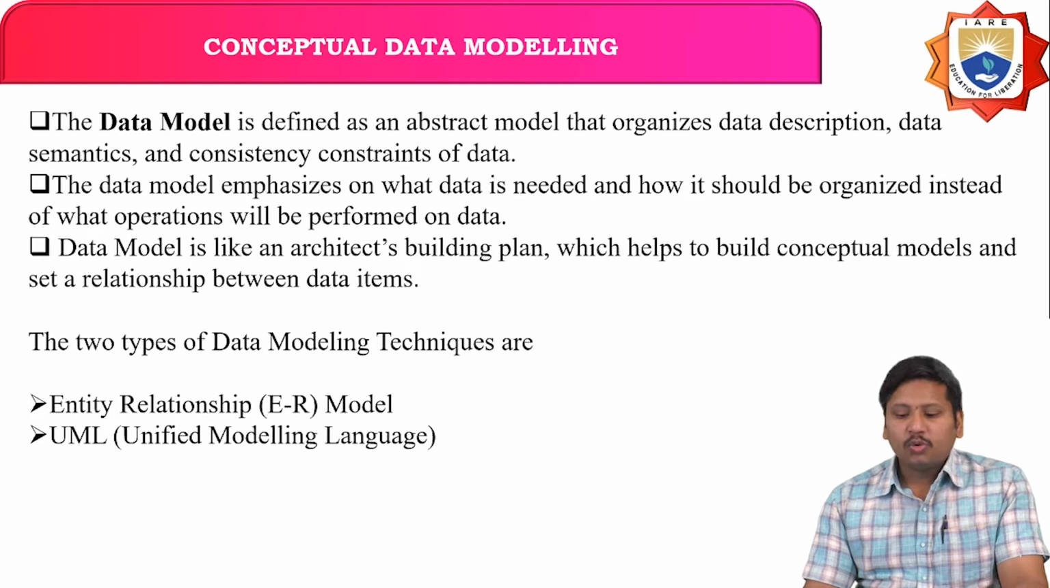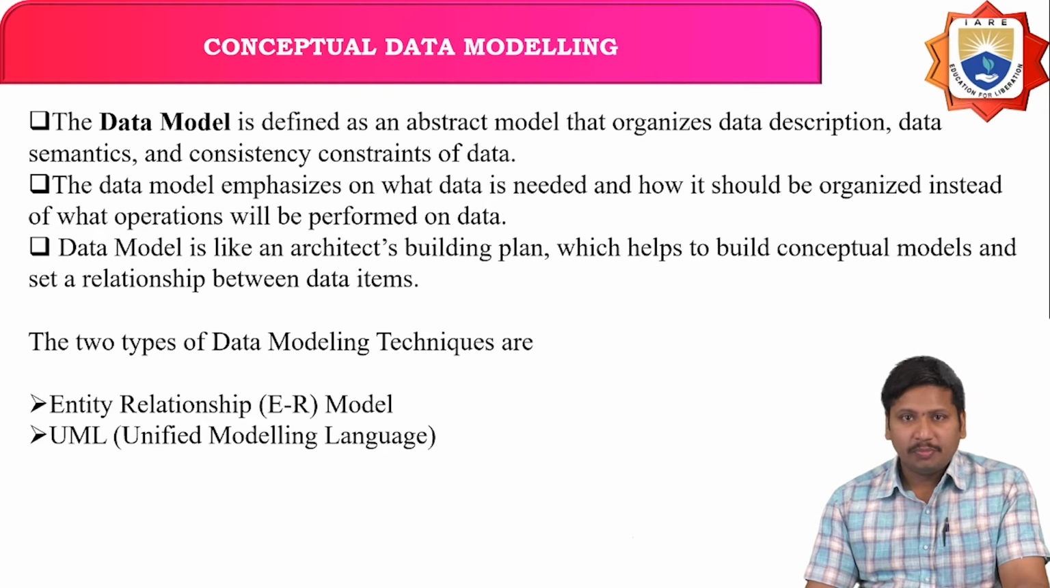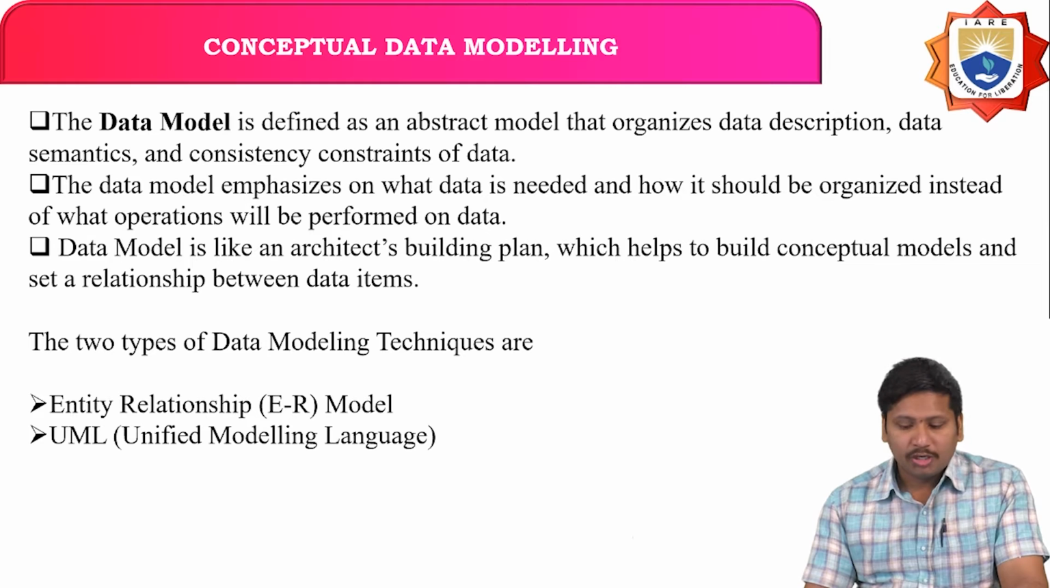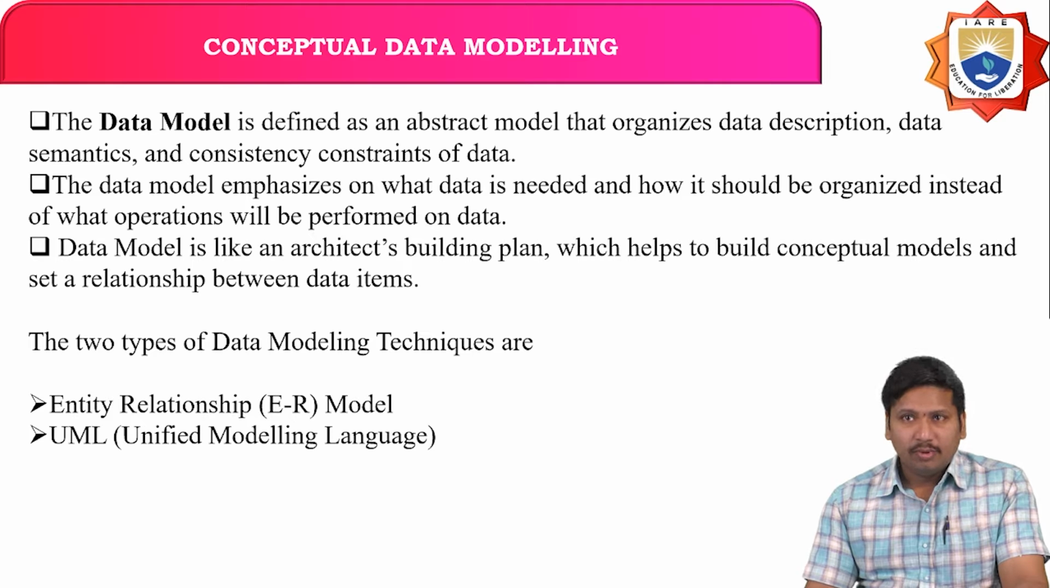So the data model is defined as the abstract model that organizes the data description, data semantics and the consistency constraints of the data. And this data model mainly emphasizes what data is needed and how it is going to be organized, instead of what operations have to be performed on the data. And this data model is like an architect's building plan, which helps to build conceptual models and a set of relationships between the data items.